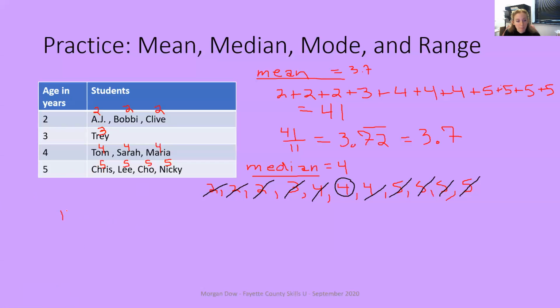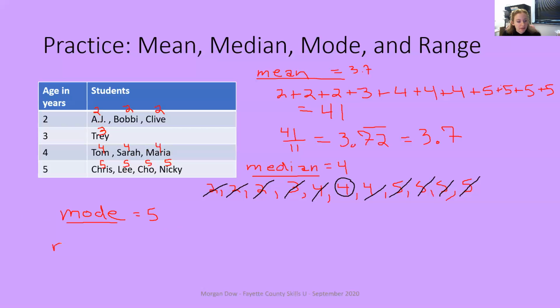Okay, let's do mode next. So the mode is the number that shows up most often. So in our list, what is the age that shows up the most? The age that shows up the most is 5 years old. We have 4 students that are 5 years old. None of the other categories have as many students.